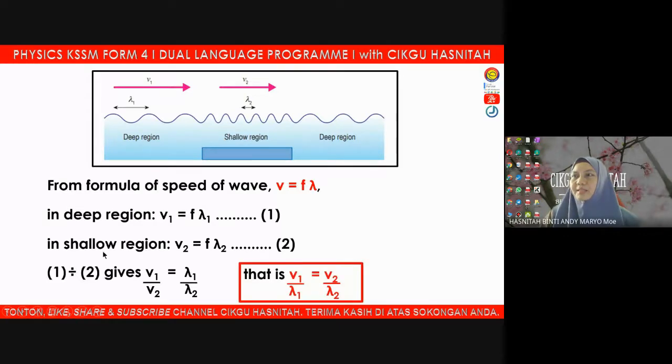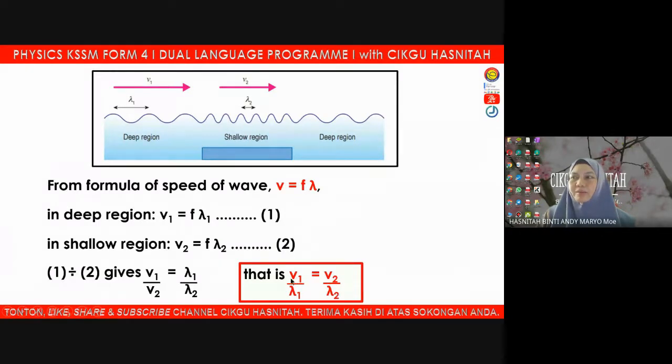So this is the relationship between the speed and wavelength of a water wave in deep and shallow regions. V1 divided by lambda 1 equals V2 divided by lambda 2. Bring all the 1s to one side. So this is the speed in the deep region and the wavelength in the deep region, equal to the speed in the shallow region divided by the wavelength of the shallow region.